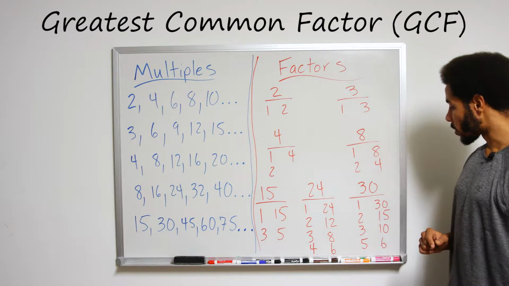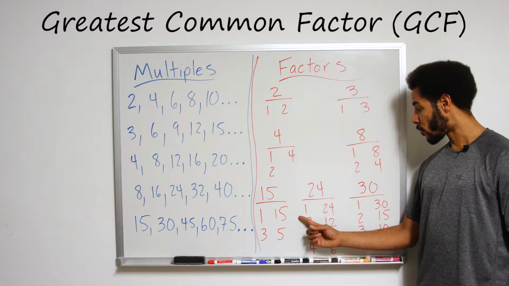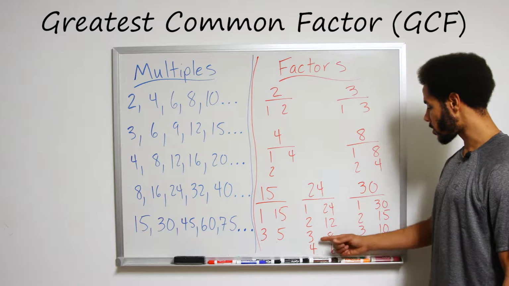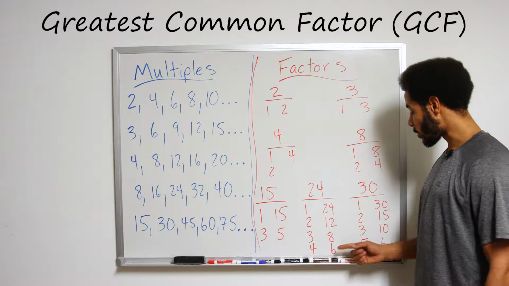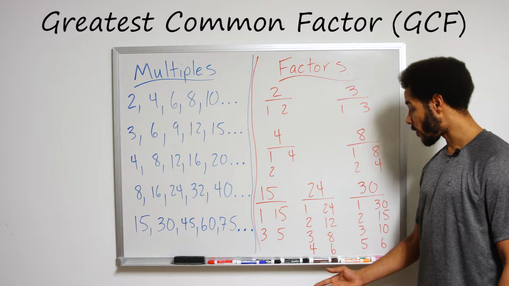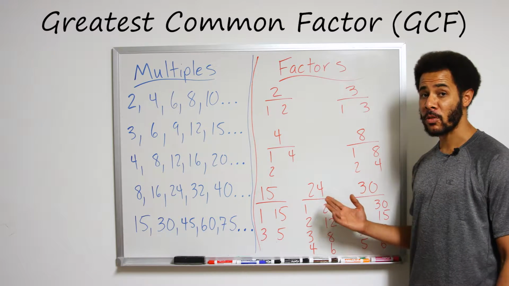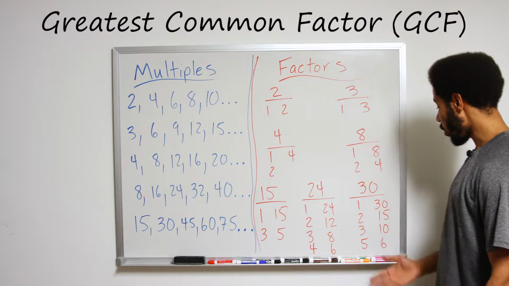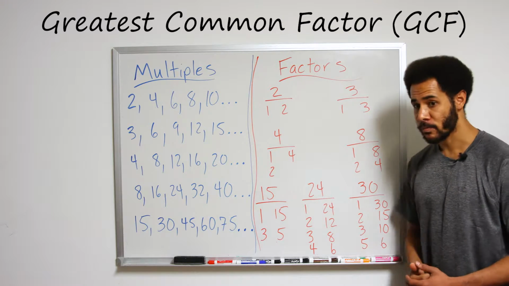I'll talk a little bit more about 24 since there are more factors here. We have 1 and 24. Does 2 go in? Yes, 12 times. Does 3 go in? Yes, 3 times 8 is 24. 4 times 6 is 24. I'd ask about 5 and then figure out 5 does not go into 24 evenly. 6 does, it's already here, so I'm done. Here are all the factors of 30.